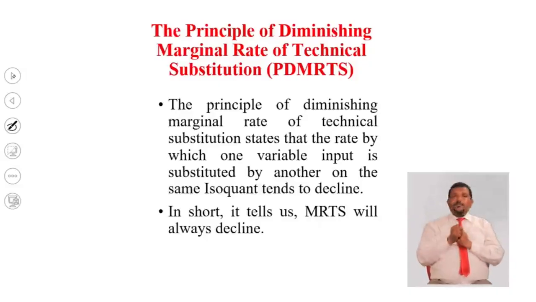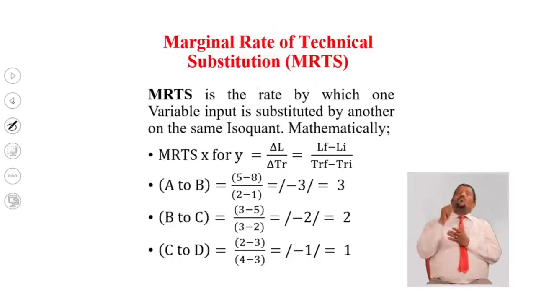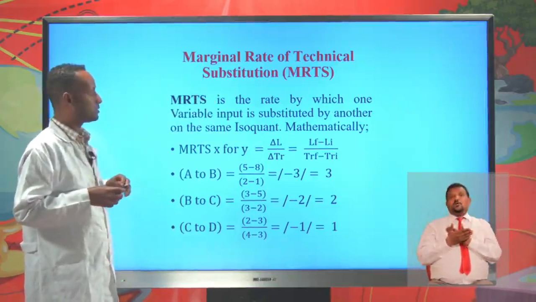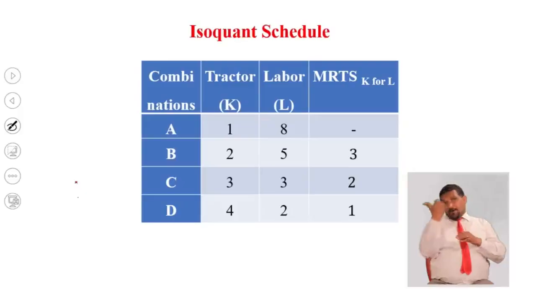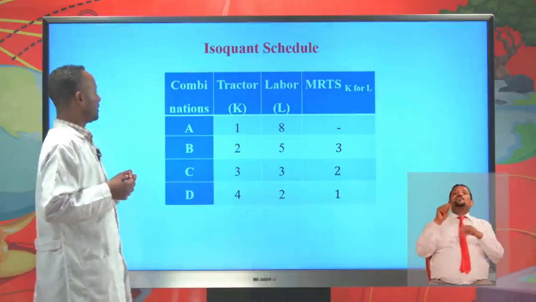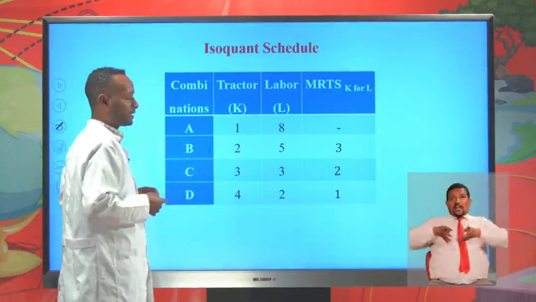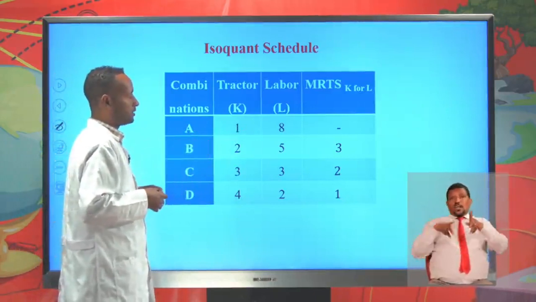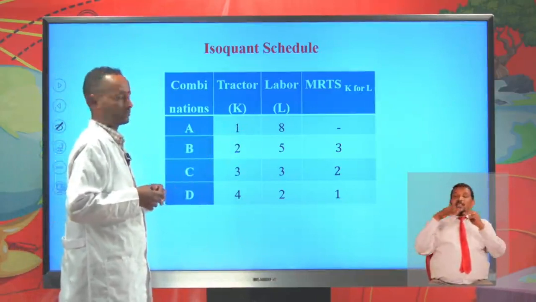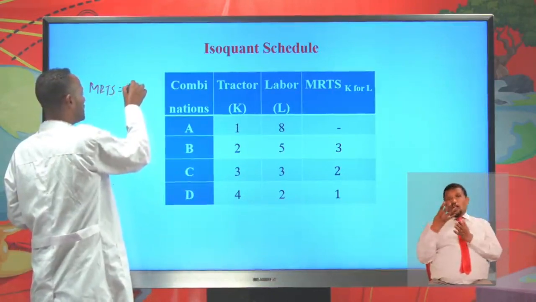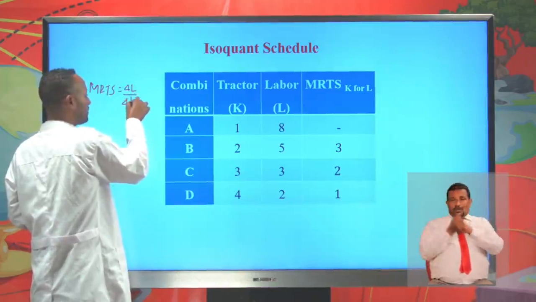Now let's see the marginal rate of technical substitution. In the model that we built to show you the isoquants, the marginal rate of technical substitution is the rate by which one variable input is substituted for another on the same isoquant. Now let's see the marginal rate of technical substitution using the following model. If the output that we get from combination of 1 tractor and 8 labor is equal to that of 2 tractor and 5 labor, then the marginal rate of technical substitution is 3. The MRTS of capital for labor is calculated by changing the variable input labor for the changing the variable input capital, which is gained.